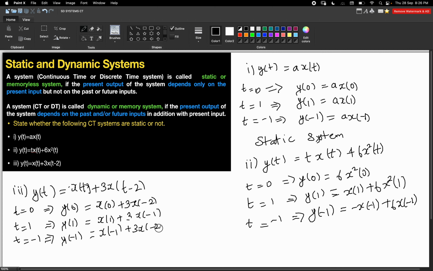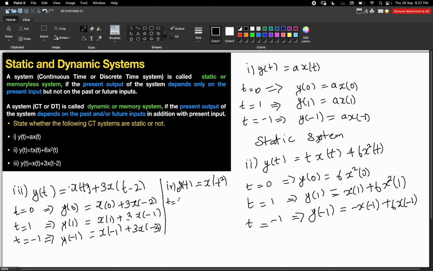Let us consider one more system. Let us consider this fourth system represented by the equation y of t equal to x of t square. So here you just check with these time values.